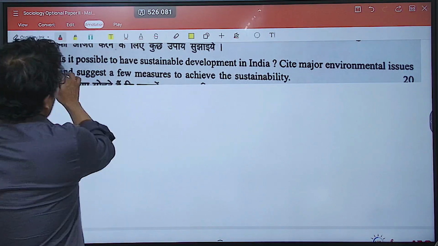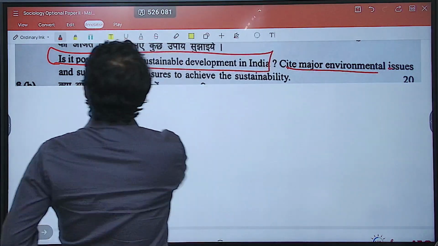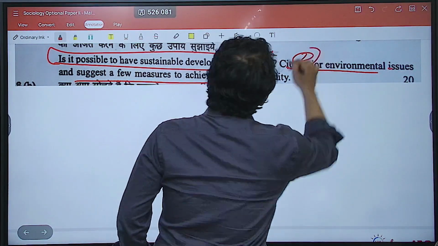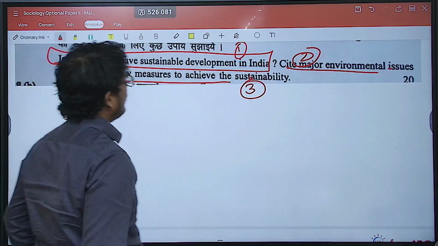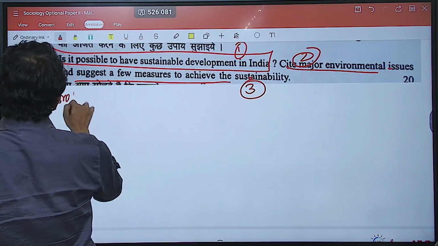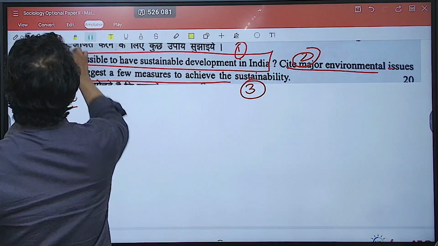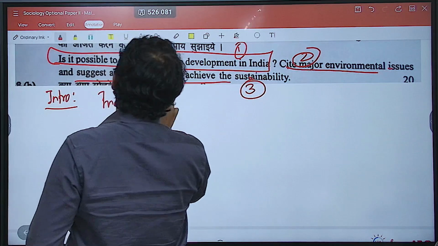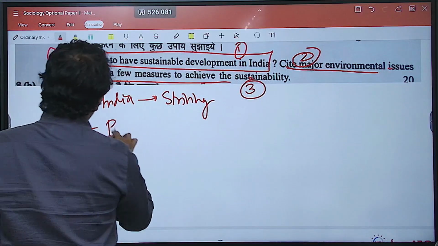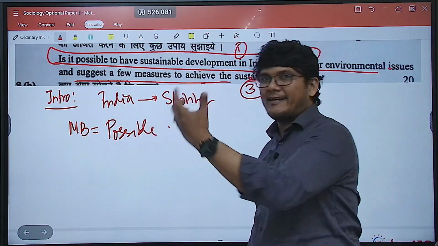Is it possible to have sustainable development in India? We see that, cite major environmental issues and suggest a few measures to achieve sustainability. So this is the first part, this is the second part, and this is the third part. First, is it possible to have sustainable development in India? First you talk about how India is striving for it. Then in the main body you talk about how it is possible and why you think it is possible. You will mention that.